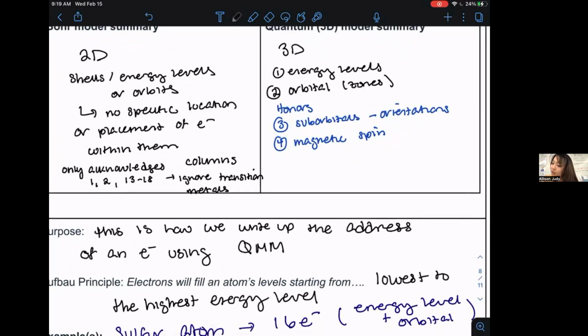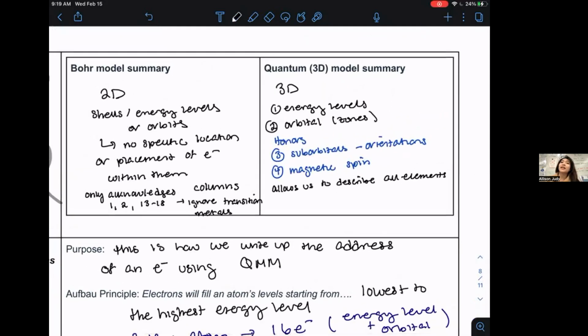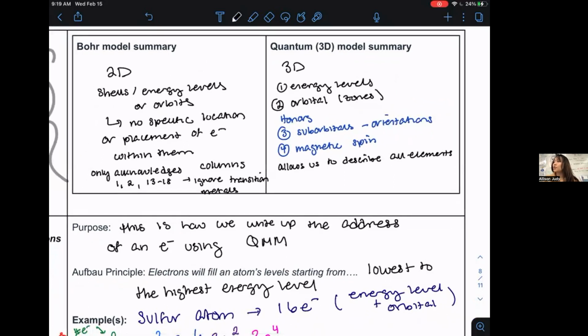But the quantum model, on the other hand, allows us to describe all elements, right? Now it allows us to describe all elements, okay? So hopefully that was a similar something that you guys kind of got if you jotted down, okay? But that's kind of where we're at. That's where we left off before you guys took your Bohr model and Coulombic attraction periodic trend quiz or test. And so we're picking up here now.